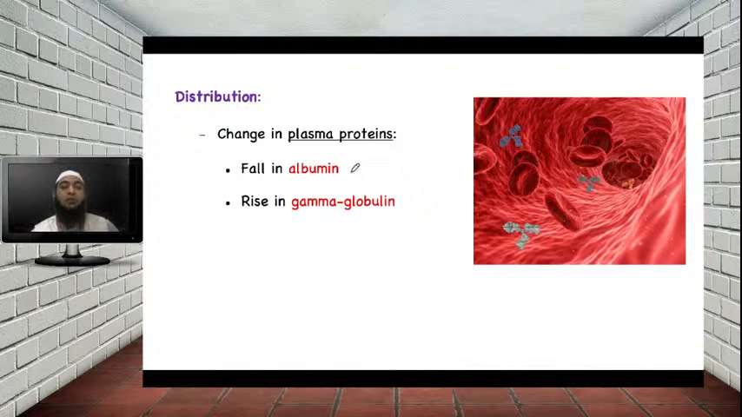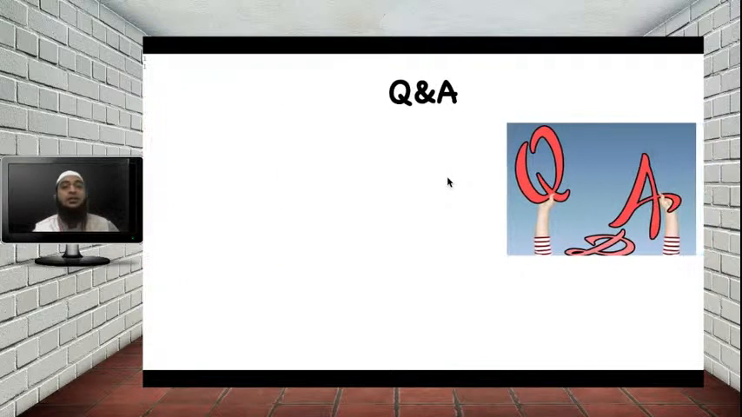When the level of albumin falls, those drugs which have more plasma protein binding, their free concentration will increase. So an increase in free concentration of those drugs may produce a toxic effect. Likewise, with a rise in gamma globulin, those drugs which bind to the gamma globulin, their free concentration will decrease and their pharmacological effect will decrease. So here there is an increase in pharmacological action and it produces toxicity, whereas here there is a decrease in pharmacological action and it produces an under effect due to change in the distribution of the drug.